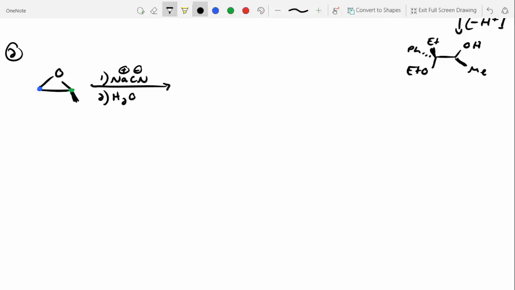What sort of bond is between carbon and nitrogen? Triple bond. Oftentimes people see CN and they're like, oh, it's a carbon-nitrogen single bond. Not so much. We have to remember that CN minus is more appropriately drawn as carbon, triple bond, nitrogen. This carbon has a lone pair. That means this carbon's negative. So this nitrile will attack our less substituted side. It will ring open this.